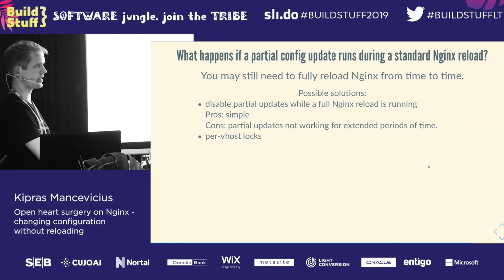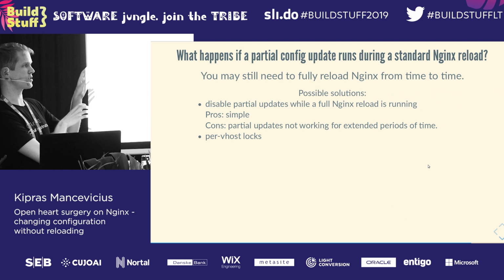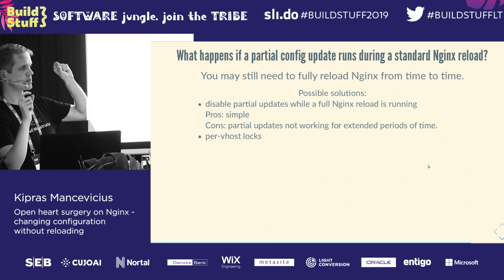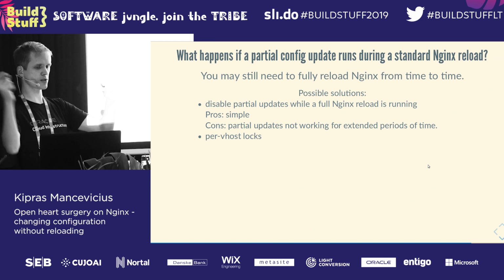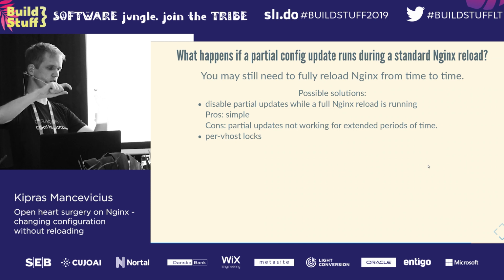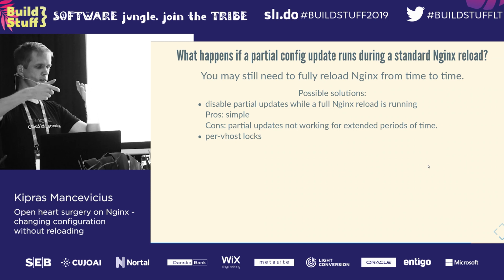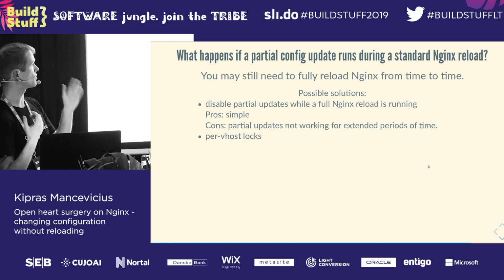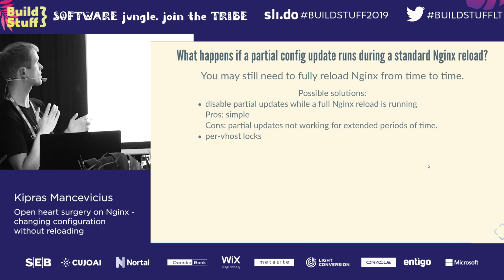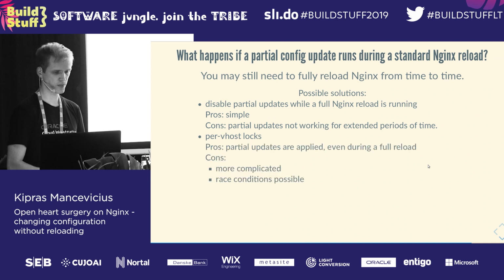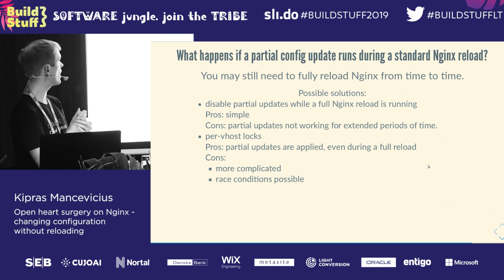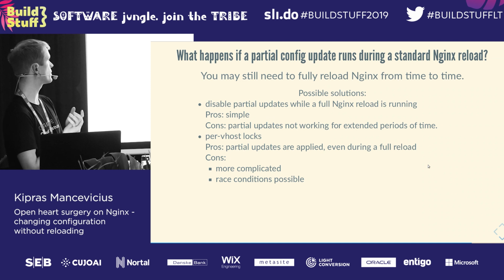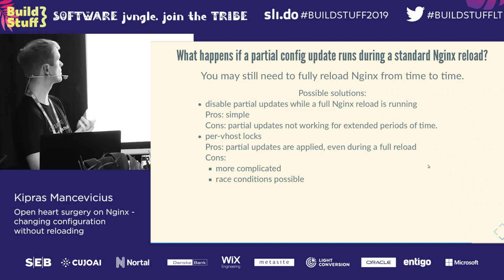Another option is locking the config of that single vhost. So when you do a full reload, you essentially change configs one by one. And then only if it happens that while the reload is changing that one config, a partial update also comes in to change that one config, well, it'll only have to wait for that one part, right? So for the most part, both full reloads and partial reloads should work without interruptions. The problem is that this is way more complicated, and also you can have race conditions with this.